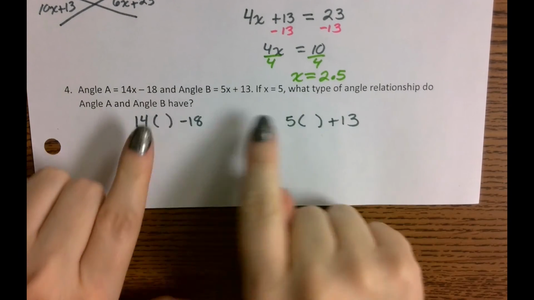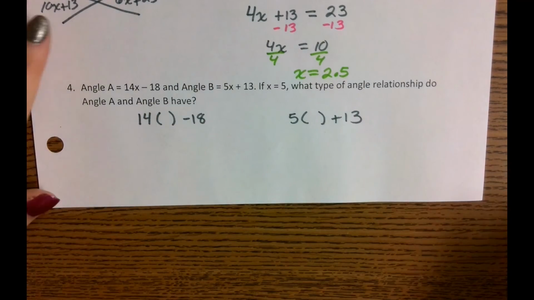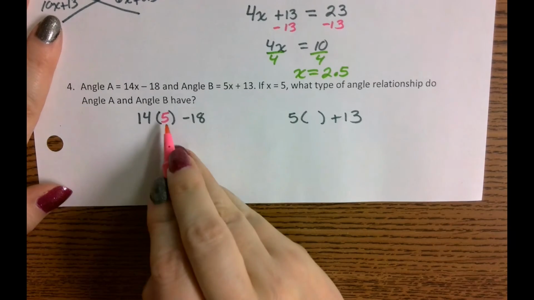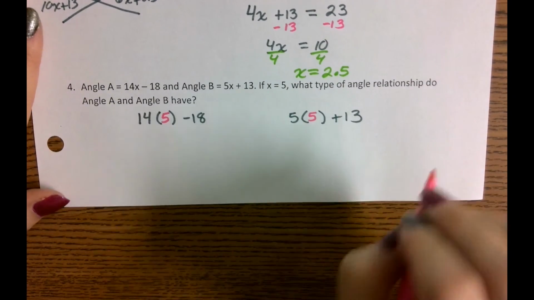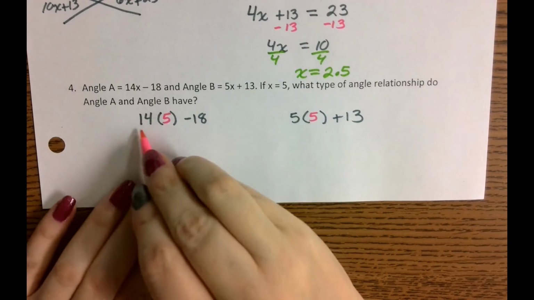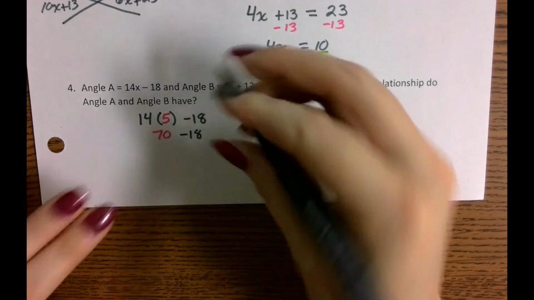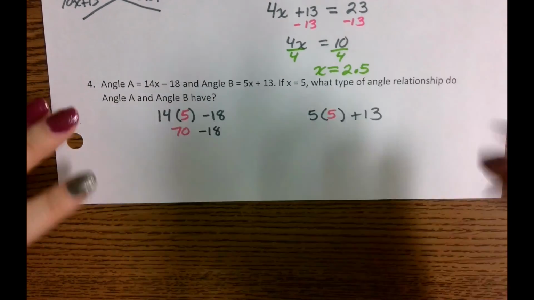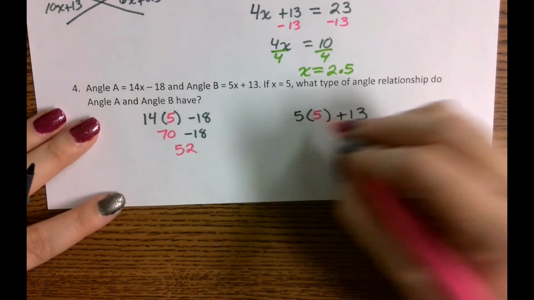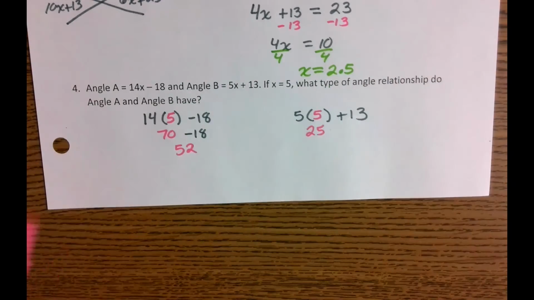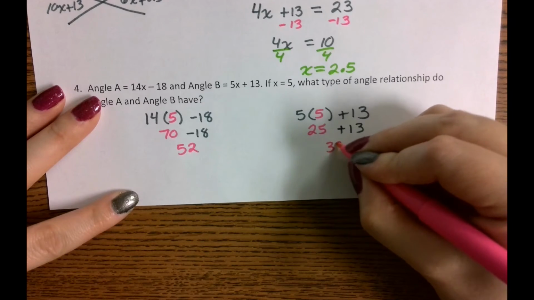Okay, so we're replacing the x's that we have for each of the angles with the value of 5. So we're going to have 14 times 5 minus 18. And we're going to have 5 times 5 plus 13. Okay, 14 times 5 is going to give us 70. And then 70 minus the 18 is going to give us 52. Here, 5 times 5 is going to give us 25. 25 plus 13 is going to give us 38.